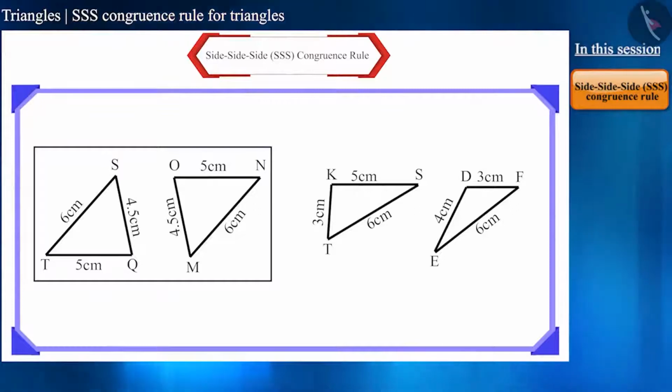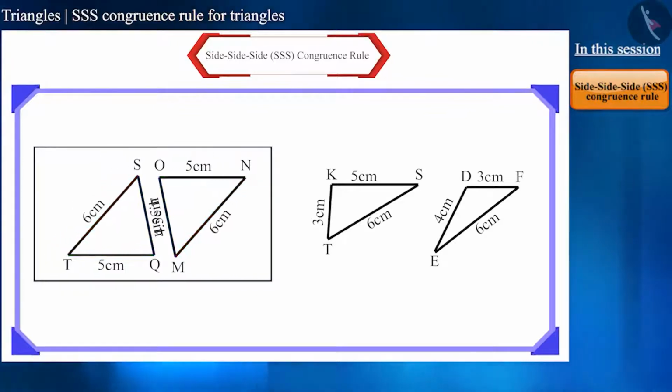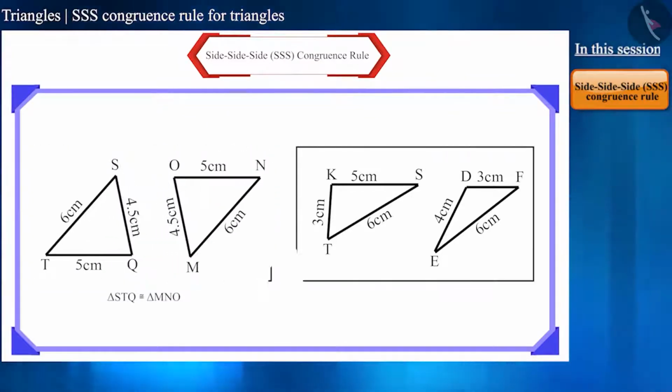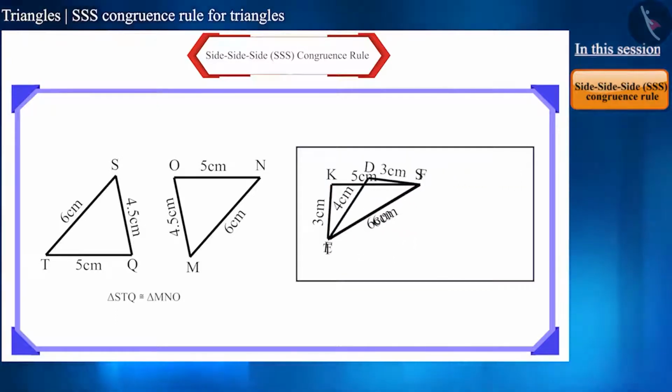Observe the first pair. The three sides of the first triangle are equal to the three sides of the other triangle. That's why they are covering each other completely. Therefore, these triangles are congruent. In the second pair, two sides of the triangles are equal. But the third side is not equal. They don't completely cover each other. That's why these two triangles are not congruent.